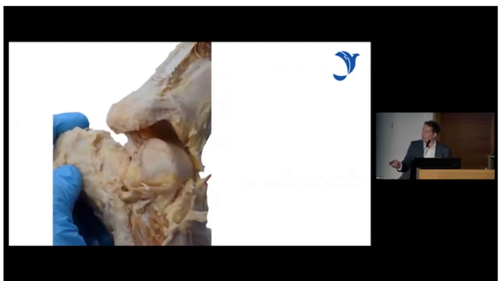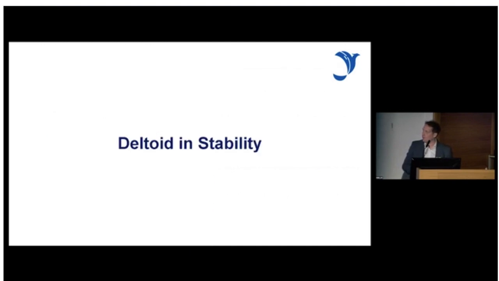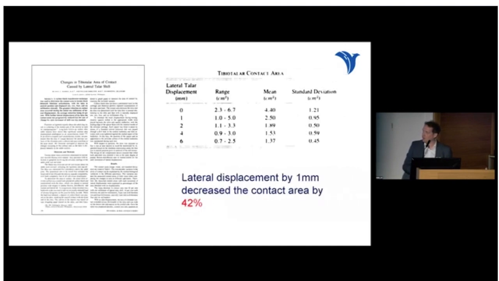Okay? One important ligament is the deep posterior deltoid, and the reason for that is that this is what gives you stability in regards to your talus. So, deltoid instability. For those who are junior in the room, the Ramsey-Hamilton paper: 1 millimeter displacement gives you a 42% decrease in contact area.